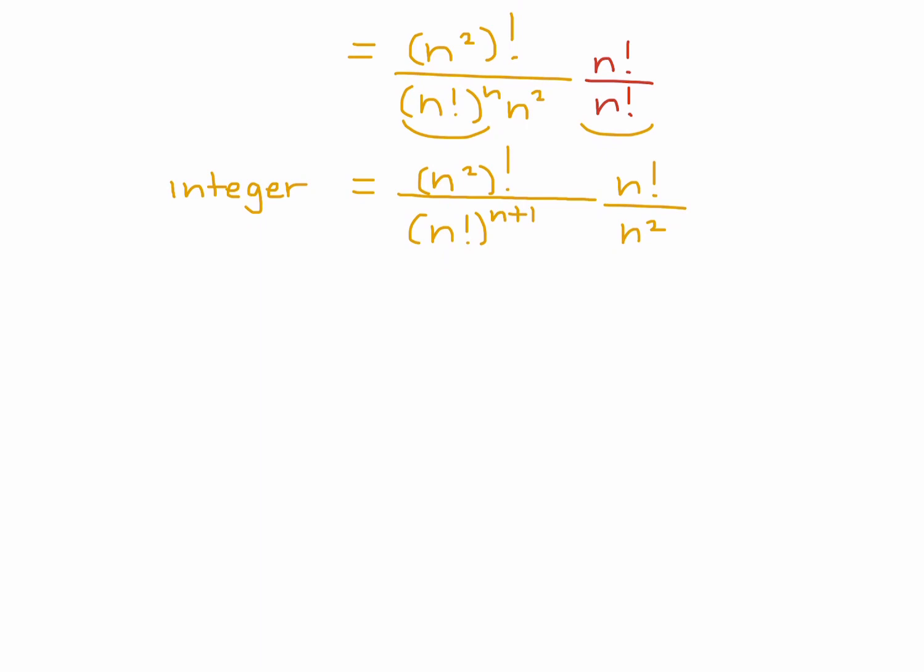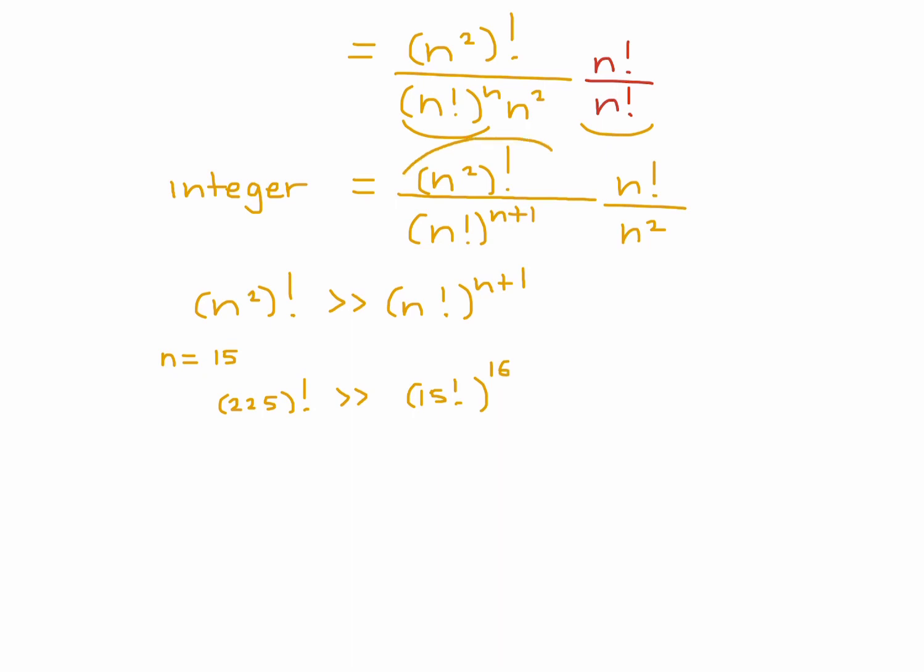Now, notice that if you just look at this term, that n squared factorial is going to be much greater than n factorial to the power of n plus 1. For example, if you had, say, n is equal to 15, well, this part becomes 15 squared factorial, which is 225 factorial. And that's obviously going to be much greater than 15 factorial to the power of 16.